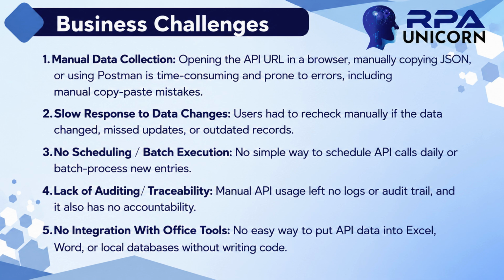Business challenges in API management. When handling APIs manually, businesses face major roadblocks. First, manual data collection, like copying JSON from browsers or Postman, is incredibly slow and error-prone. Second, reacting to data changes is sluggish, leading to outdated records and missed updates. Third, without automation, there is no easy way to schedule daily API calls or batch process new entries.